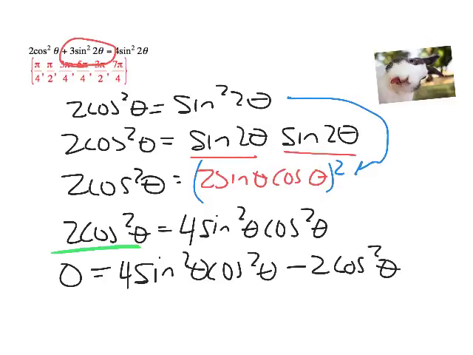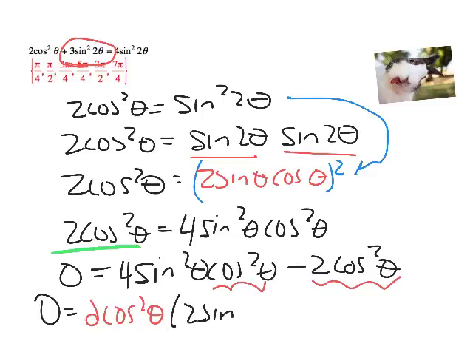You can then use a GCF. You can, if you want, divide everything by 2. That's okay. You're allowed to do that. You can always just divide by numbers. I'm going to factor out a 2 cosine squared theta from both of them. So I have 0 equals 2 cosine squared theta times 2 sine squared theta minus 1.